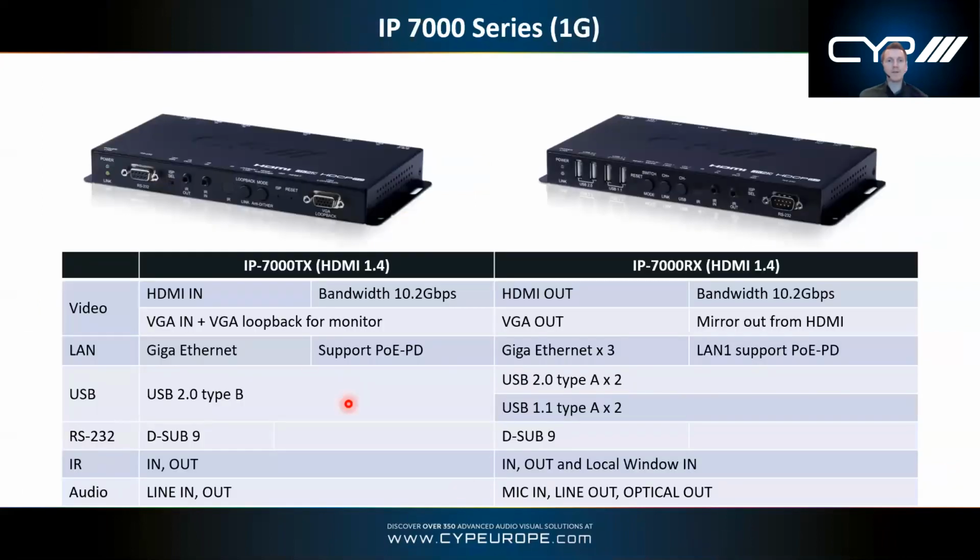IP7000TX is the transmitter seen on the left here. These have HDMI input and VGA input, and also a separate analog input for audio. The receiver, you can see, has the USB ports on it, which again is designed for either KVM support or touchscreens, and this has the HDMI output. If you connect VGA in on the transmitter, the receiver will output that as HDMI. It will basically convert and output that through the HDMI.